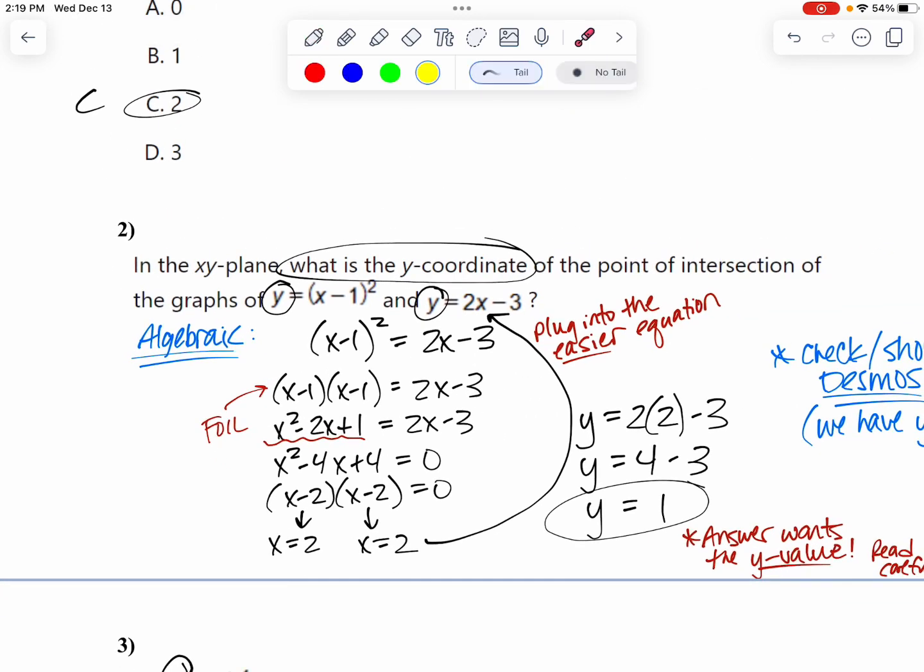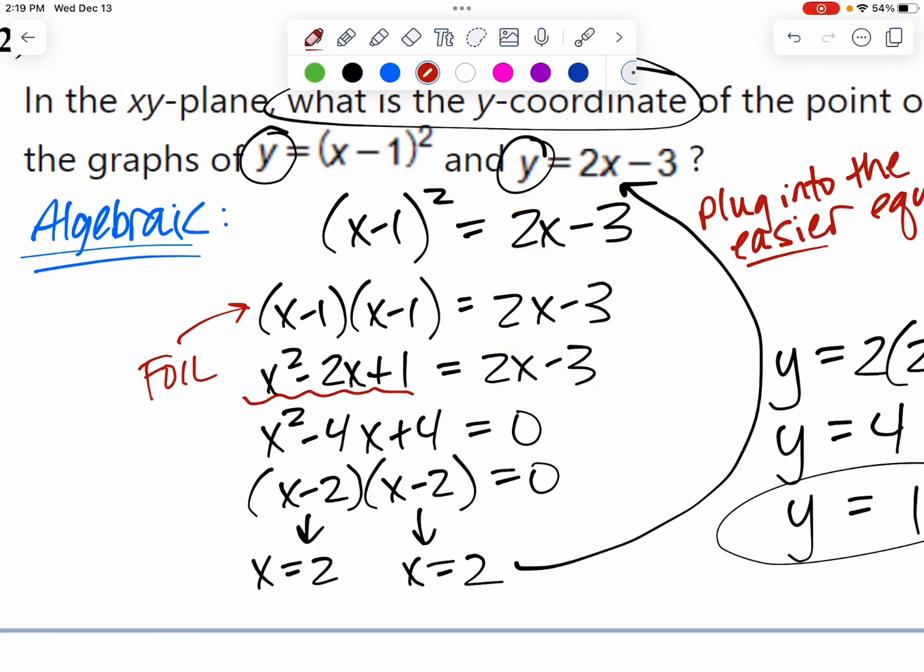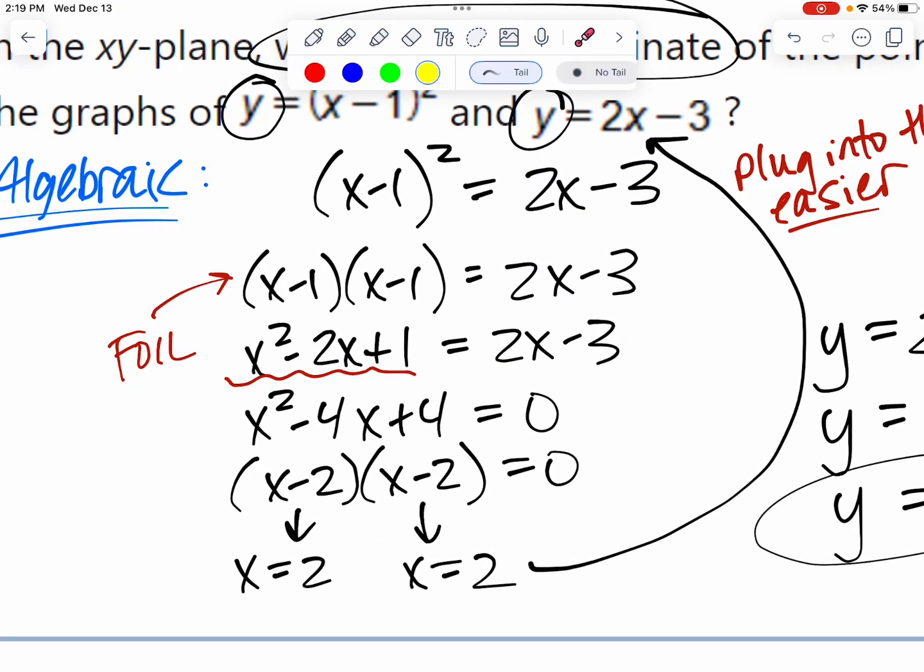And then I haven't touched anything on this side yet. I just keep bringing it down. Okay, after that, I need to move everything over to one side, which means I need to bring this stuff over here and combine like terms with the FOILed thing so that I have a 0 over here. So I'm going to subtract 2x from both sides. And I'm going to add 3 to both sides. And that is how I got x squared. I combined my like terms there and got -4x.